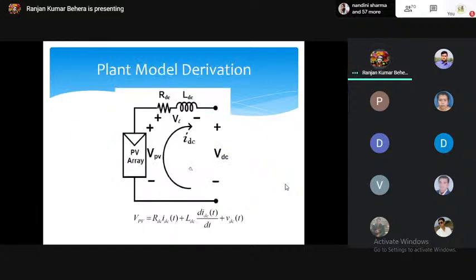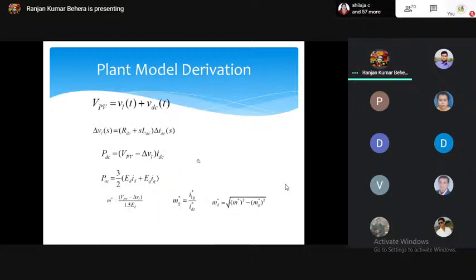Anyway, this plant model we can design like this by using the KVL equation, simple Kirchhoff's voltage law. And this is the equation, VPV is this one, and this is the complete loop equation. Now, this plant model we can derive using the line voltage plus VDC, the load voltage, and plus this.